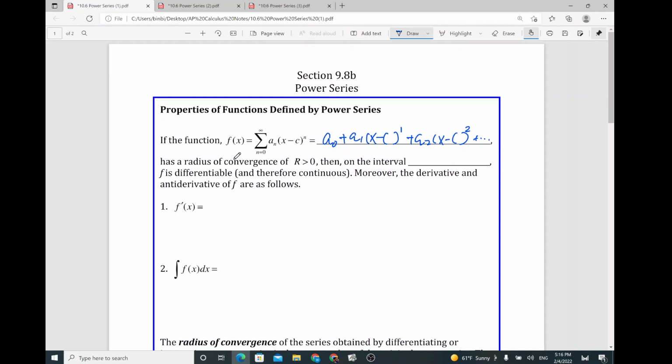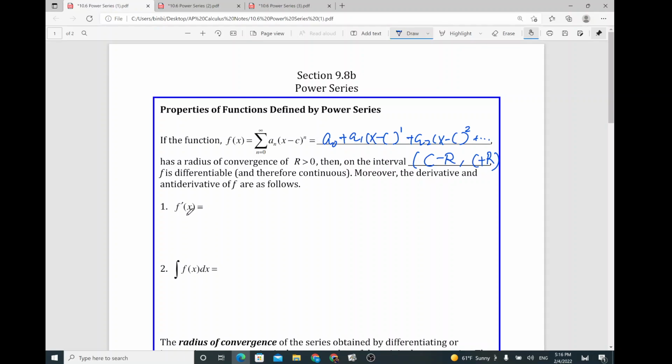It has a radius of convergence capital R, which is greater than 0. We know that the center is c, so on the interval from c minus R to c plus R, f is differentiable and therefore continuous. Moreover, the derivative and antiderivative of the function are as follows.